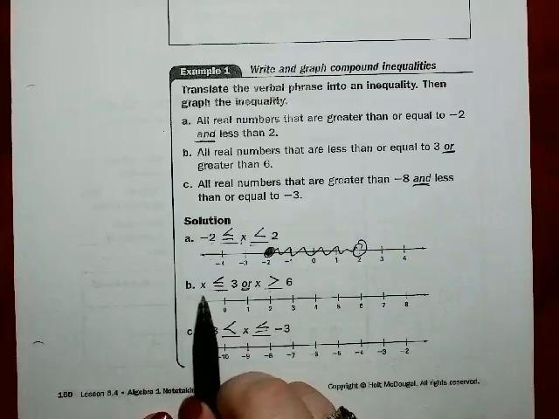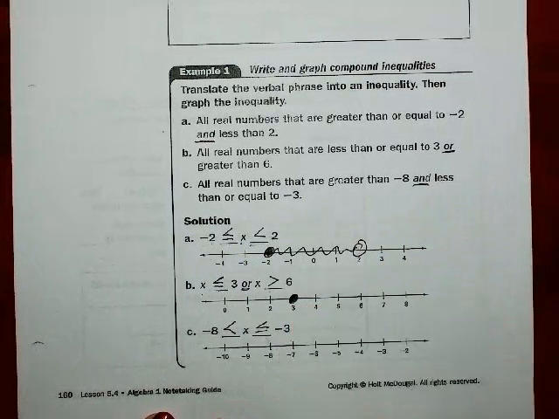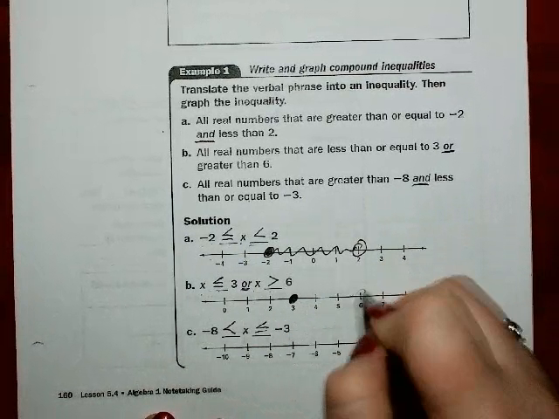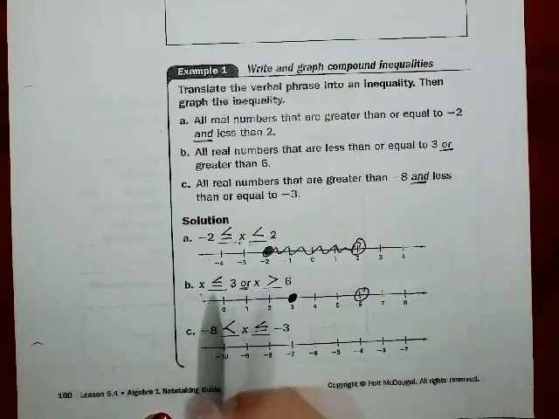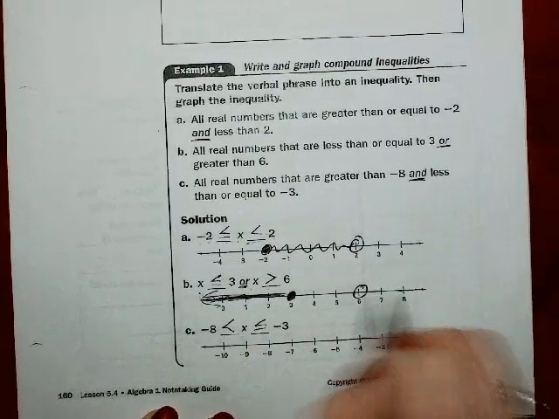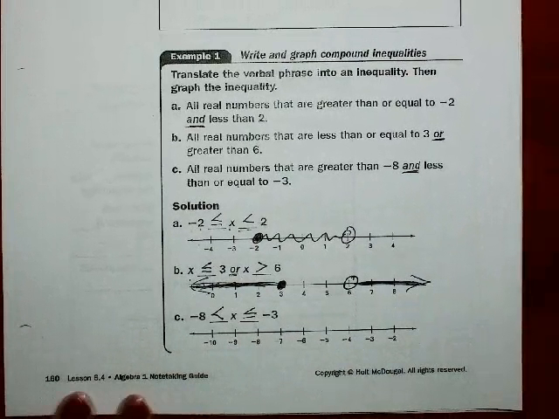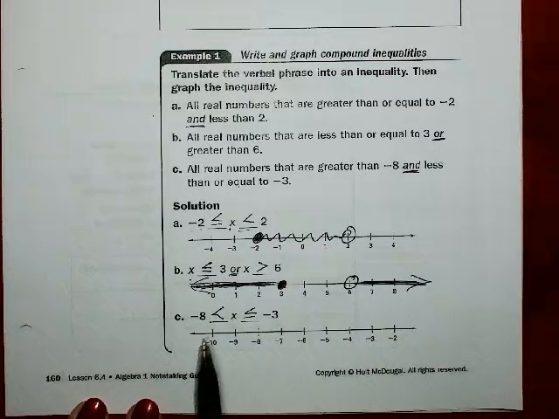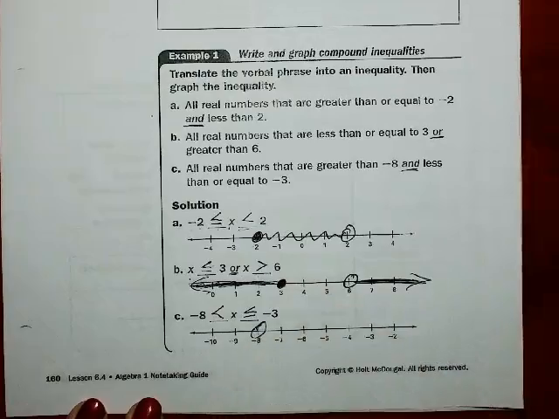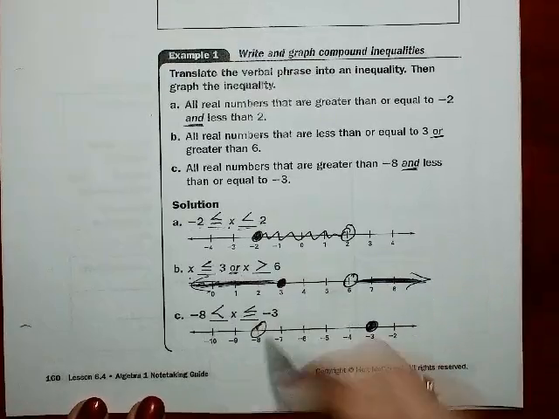For this one, x is less than or equal to 3, so we're going to put a closed circle on 3. And x is greater than 6, so we're going to put an open circle on 6. These are not sandwiched together, so we don't shade in between, but we shade outside. So going this way, and then going this way. And the last one, -8 is less than x, so open circle there. x is less than or equal to -3, so closed circle there. And our x is sandwiched here, so we shade in between.